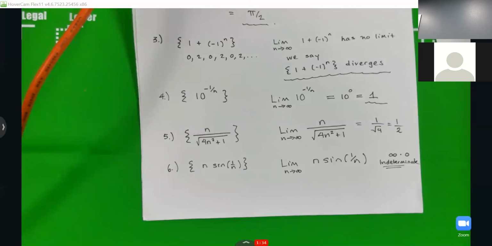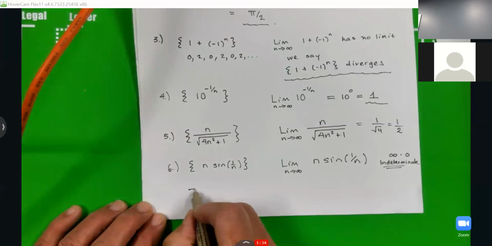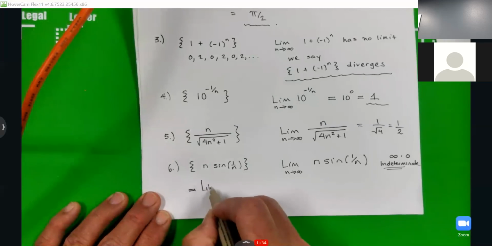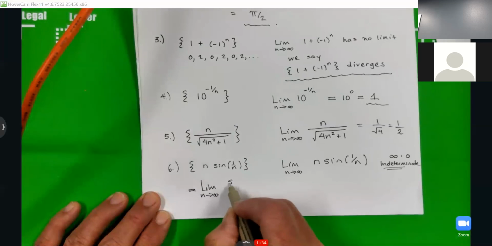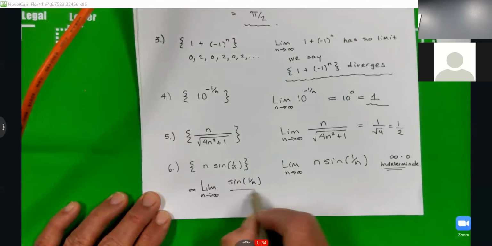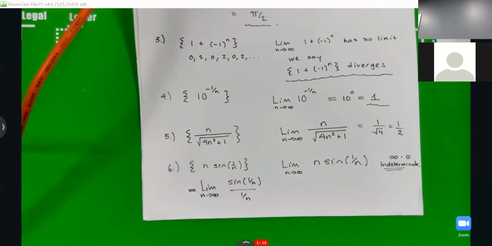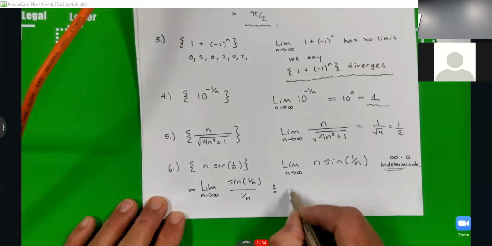So what we did before is we took one of the terms and put its reciprocal in the denominator. The easy one to move is the n. Multiplying by n is the same as dividing by 1 over n. When I move it now, the 1 over n in the denominator behaves like 0, 1 over infinity, and then I have the sine of 0. So I have it in the form of 0 divided by 0. So I can do L'Hopital's rule.